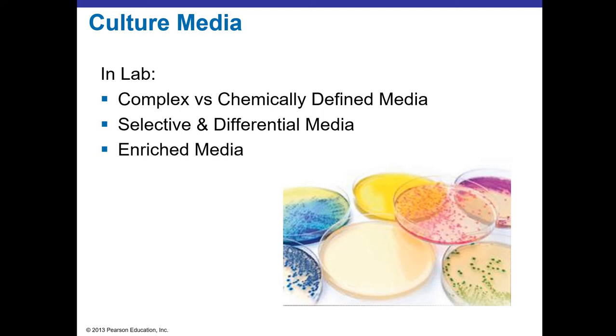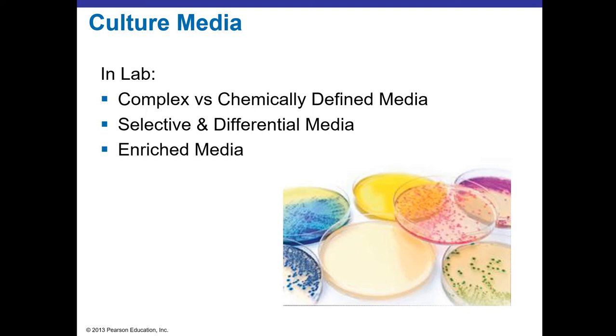In contrast, we can also make chemically defined media in the lab. We could measure the amount of protein, the amount of carbohydrate, and all the other nutrients so that we know exactly what is there. So both of those can be useful. Oftentimes, though, if we're just trying to get things to grow, we're going to use a complex media. Clinically, though, we often use selective and differential medias. These help us to actually identify and isolate pathogens of interest.